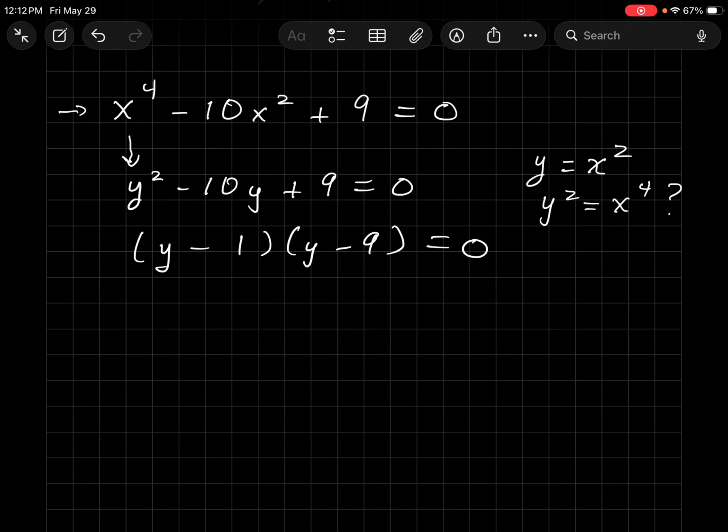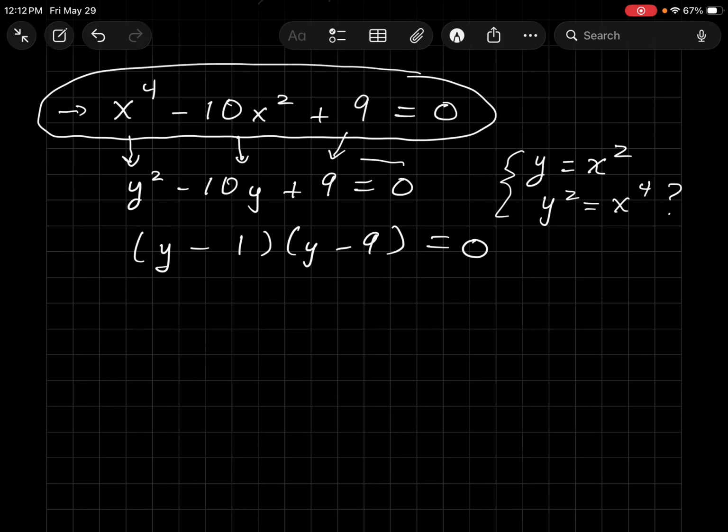And the answer is yes. What if I plug in y for x squared here? That works. And of course the last term works as well. So you don't have to do a substitution. You might want to. But I'm just showing you that there's an underlying structure with this type of quartic that we see in a regular quadratic.